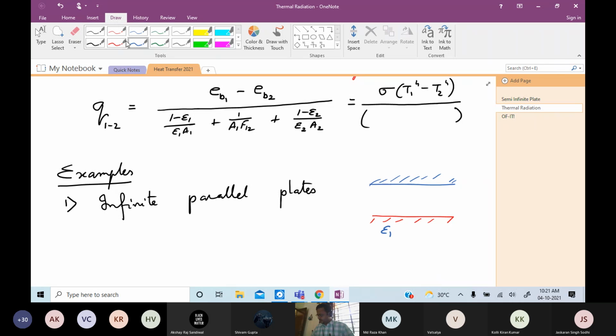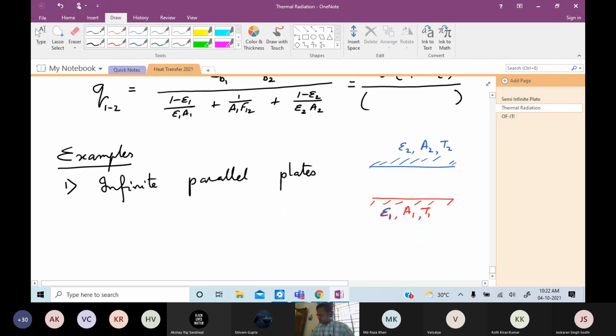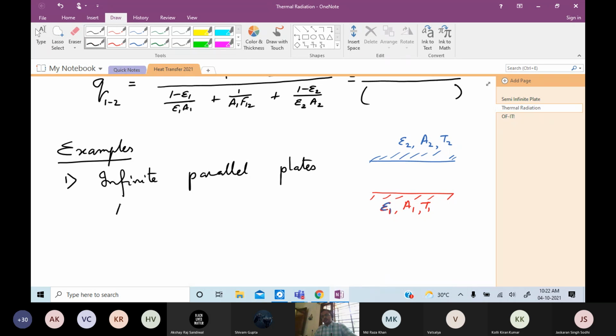So epsilon 1 A1 T1, epsilon 2 A2 T2. What do we know? We know A1 equals A2, let us say equals A. F12 equals F21 equals 1. Please put this.